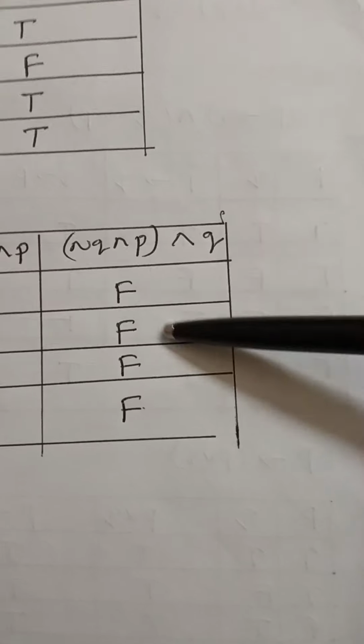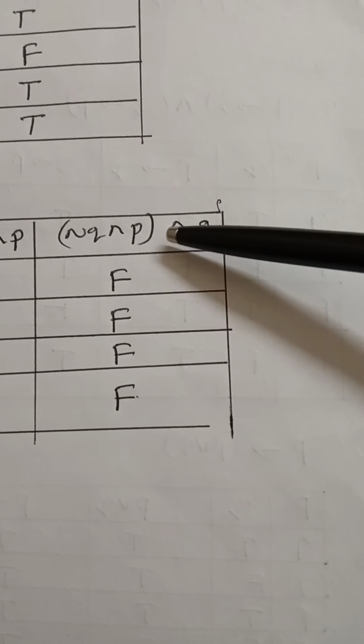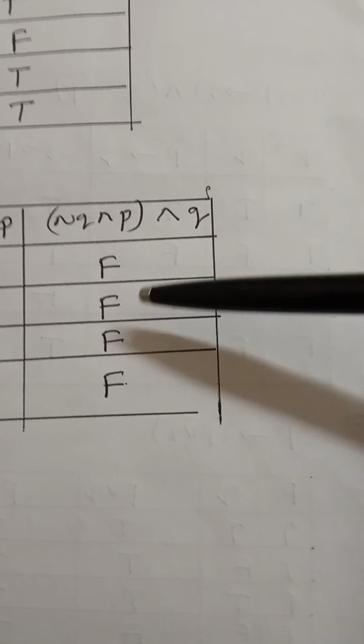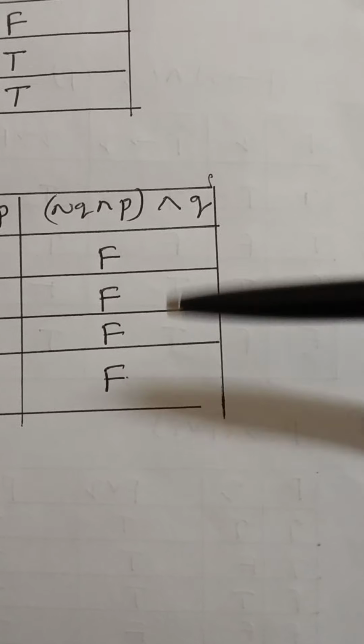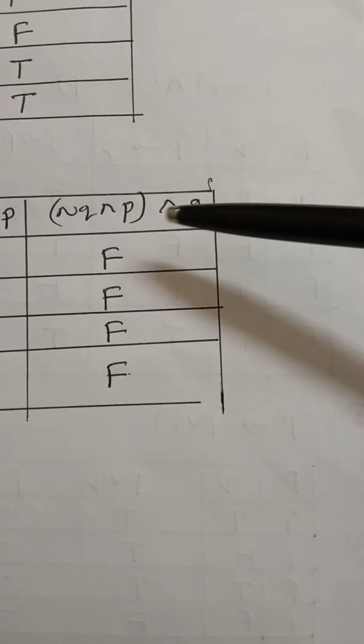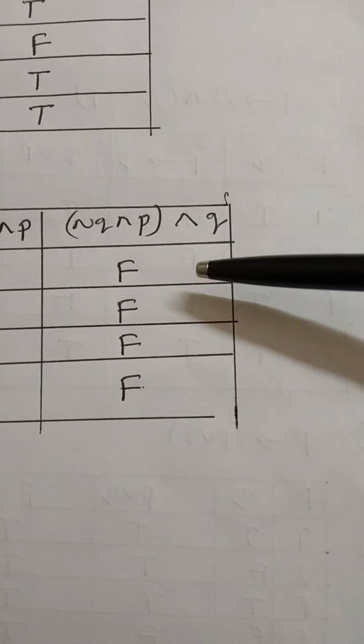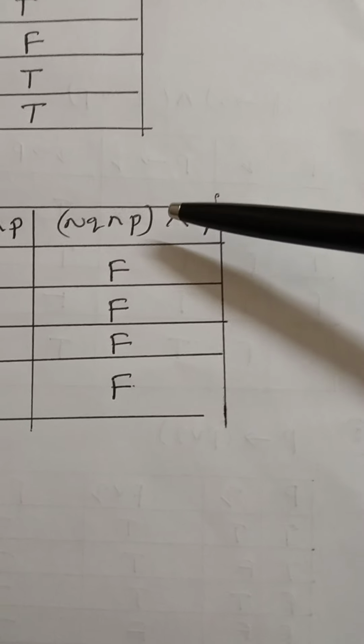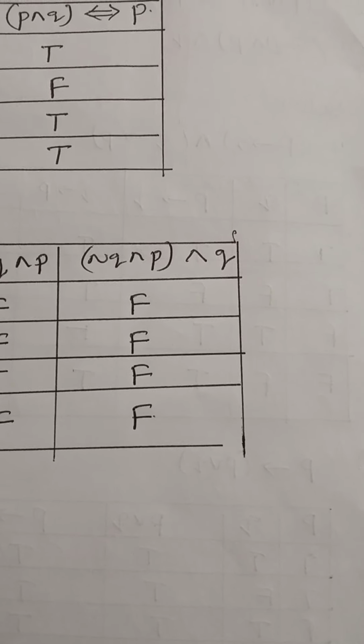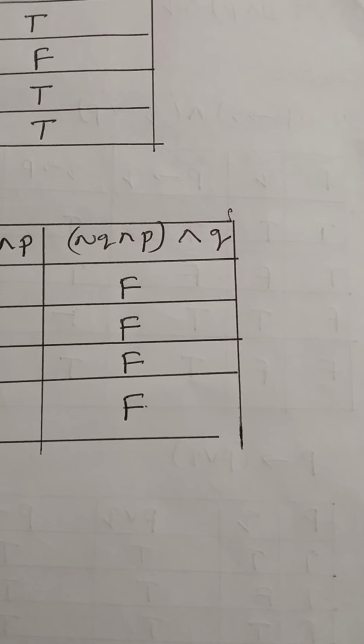Now here this compound statement has a truth value false for all possible truth values. Therefore this given compound statement is said to be a contradiction. Right? Because this last column contains all false. Therefore the given compound statement is said to be a contradiction.